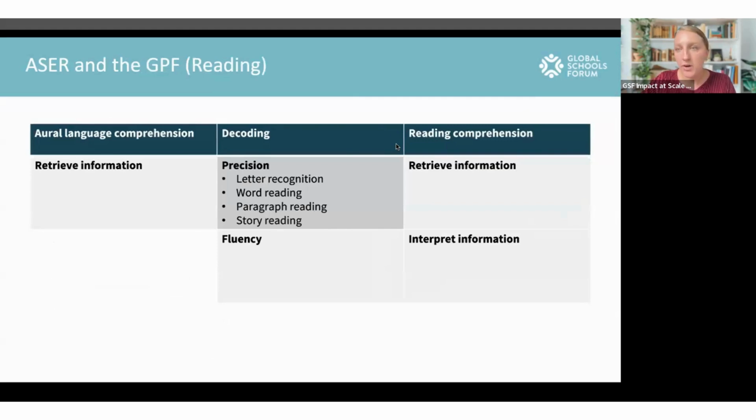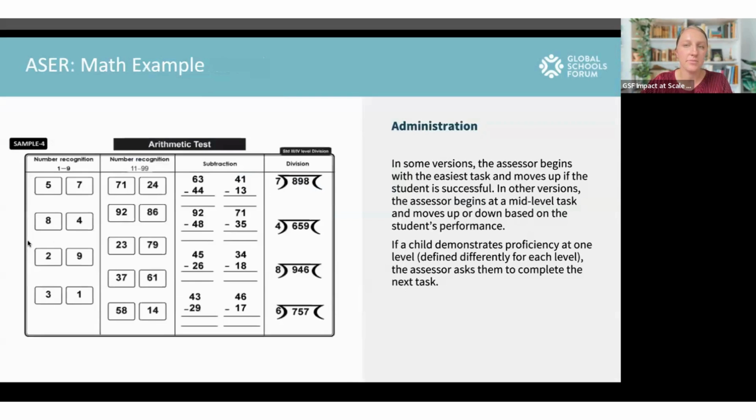Compared to EGRA, USER covers a much smaller subset of the Global Proficiency Framework areas. So you're only really getting precision data under decoding, and you're not getting any language comprehension, reading comprehension, or fluency data unless you add additional subtests.